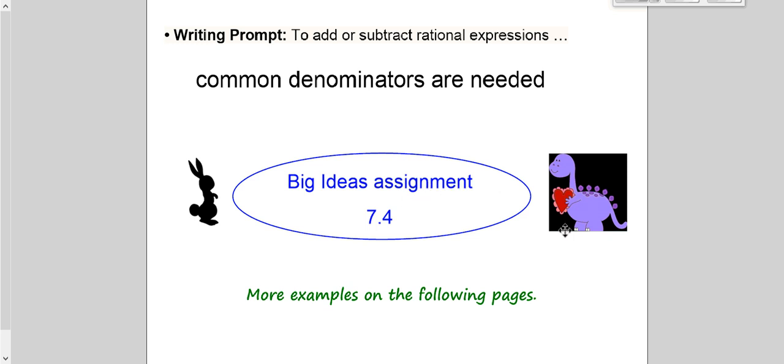Hope you had a happy Valentine's Day, which is our state's birthday. It was Arizona's birthday on February 14th.